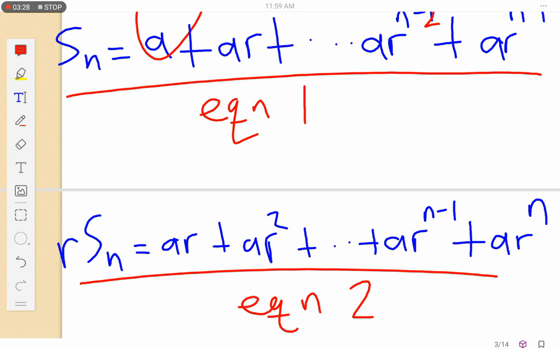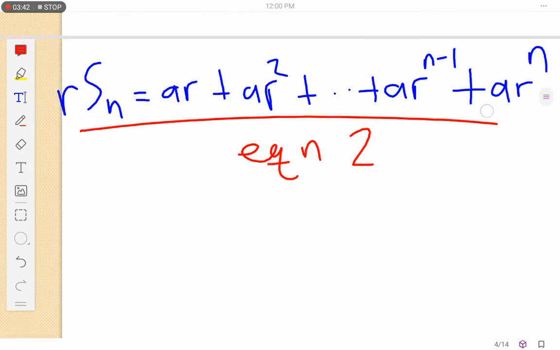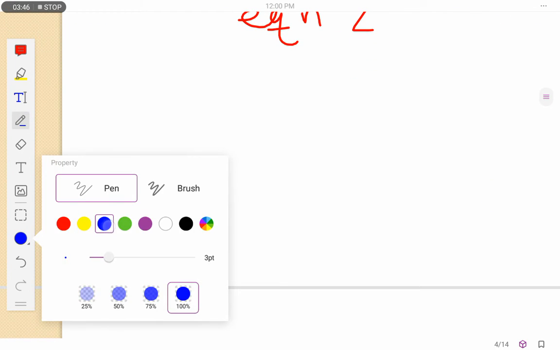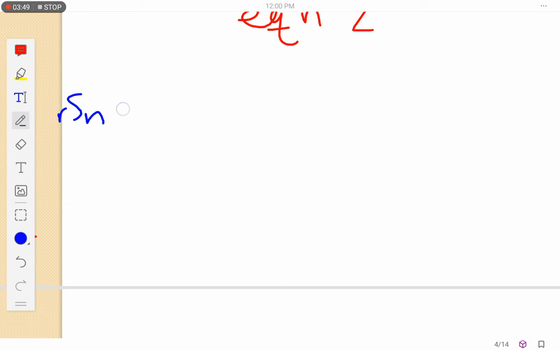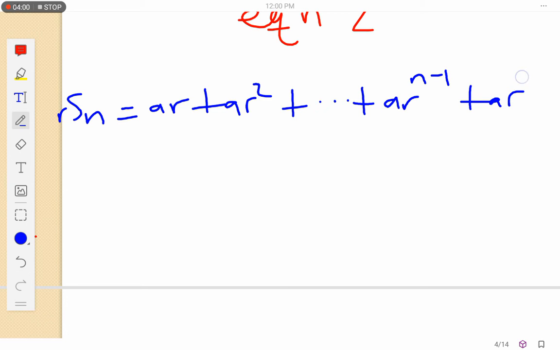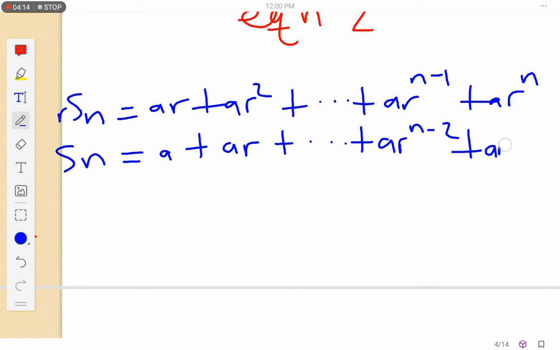Okay, now we have these two equations. We can now subtract equation number 1 from equation number 2. So I'll write equation number 2 first and number 1 below, so that we do this on a fresh page. Equation number 2 was r Sn is equal to ar plus ar squared plus dot dot dot plus ar to the n minus 1 plus ar to the n. This was equation number 2. Equation number 1: Sn is equal to a plus ar plus dot dot dot plus ar to the n minus 2 plus ar to the n minus 1.